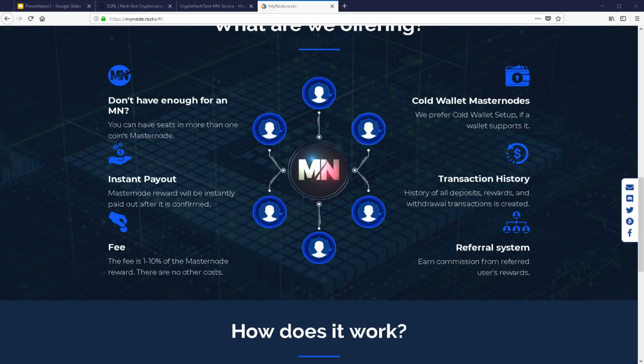So I'm just looking at the website here, and it's going over the same features you're saying there. Don't have enough for a masternode? You can have seats in more than one coin's masternode. Instant payout. Fee is 1 to 10%. Cold wallet setup if a wallet supports it. Transaction history, referral system as well. And when they say instant payout, they mean as soon as they get their shares or get their coins, right? It goes through the confirmation process, and you get your coins. I mean, it's instantaneous. All right, it's a great website.